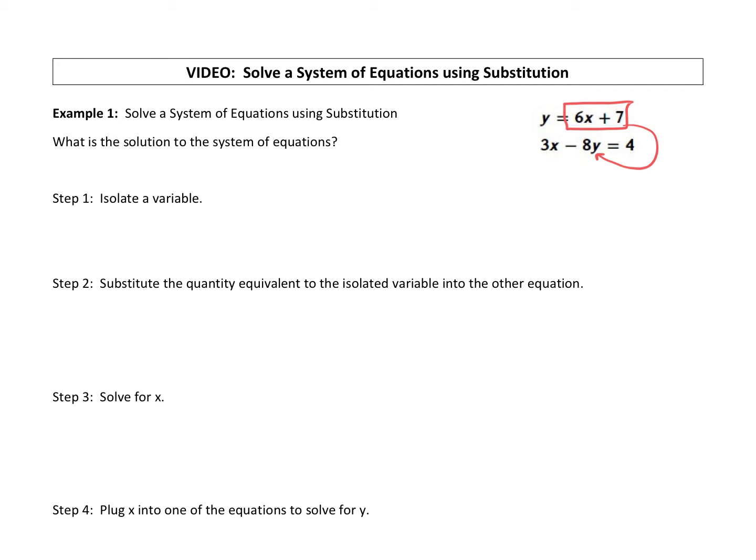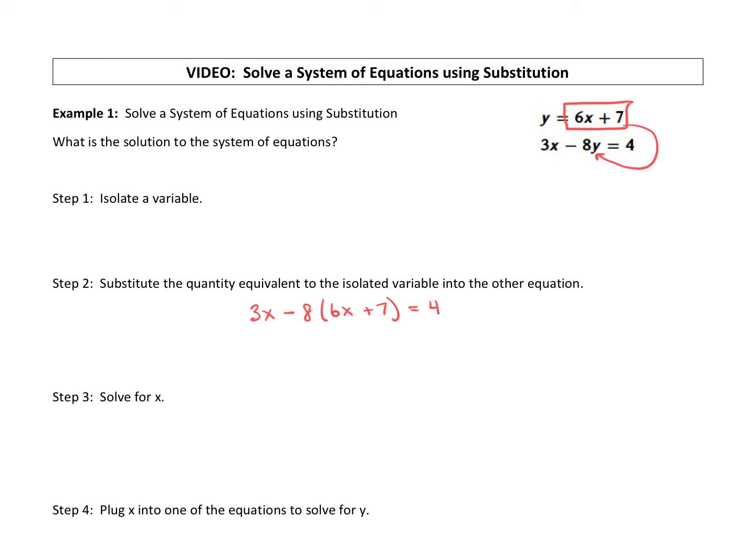So then we rewrite our equation. I guess I'll rewrite it down here. Our new equation is going to be 3x minus 8 times y, but y is defined as 6x plus 7, so I'm going to put that in parentheses, 6x plus 7, and then we continue writing our equation, equals 4. And now we have an equation with the same variables, all x's, and this allows us to solve for x.